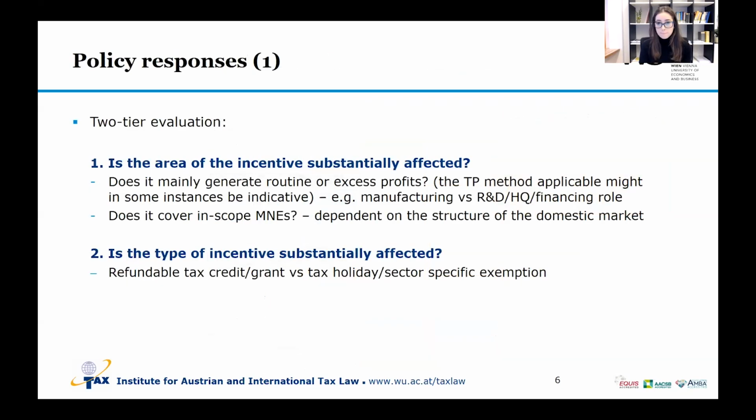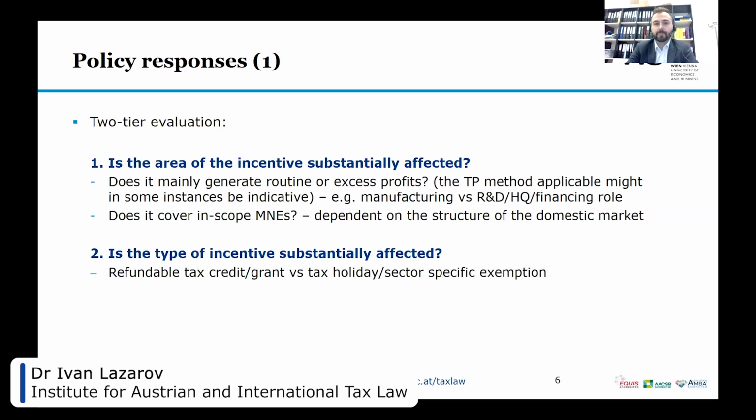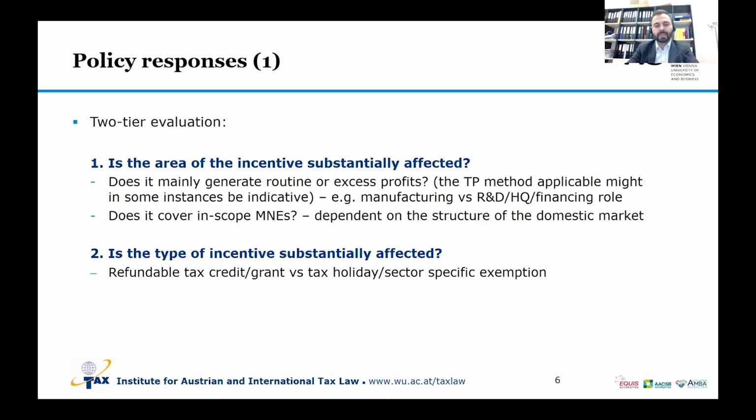Ivan, to you. Thank you, Belisa, and good morning on my side as well from Vienna. Now, the question is, what do we do with all of that Belisa just presented in terms of impact? And our point here is that one should always start with some sort of a two-tier evaluation that Belisa already hinted on. And this two-tier evaluation starts with the very basic question of, is the area of the incentive at all substantially affected? Because if the answer to that question is no, then probably the policy response will be one. And if the answer is yes, probably the policy response will be another, and we'll see that in the next slide.